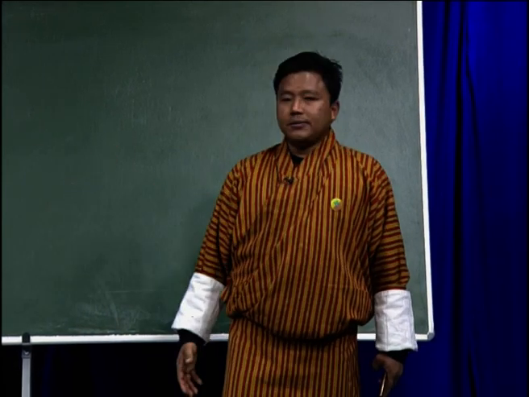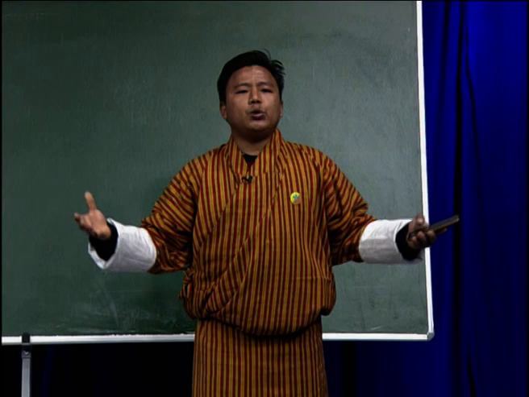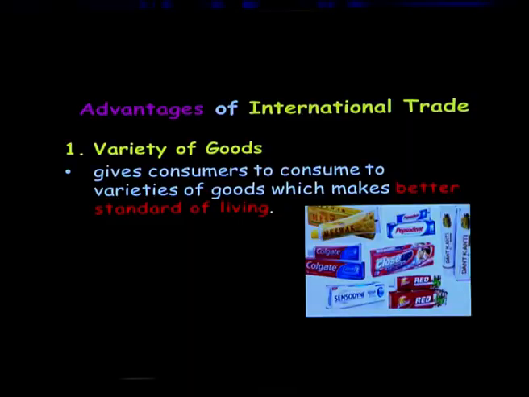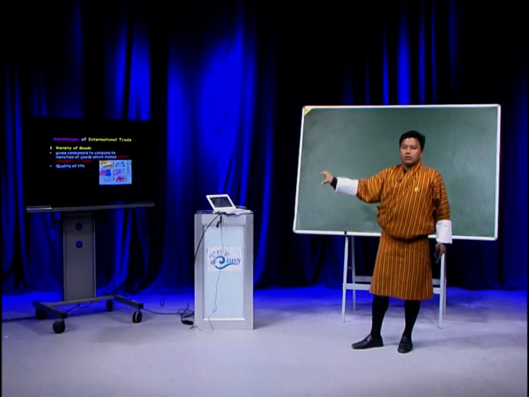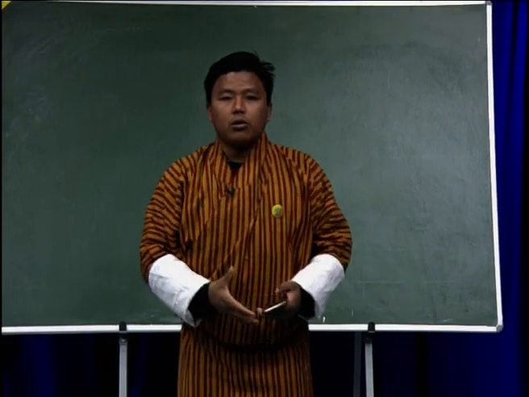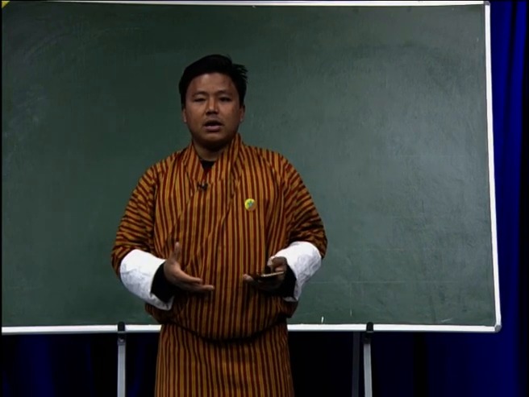Because of international trade, the consumer gets varieties of goods to choose from. It allows the consumer to consume a variety of goods, which makes for a better standard of living and enhances the quality of life. A simple example in the pictures: you can see there are different types of toothpaste. So in terms of varieties of commodities, the consumer gets more choices.